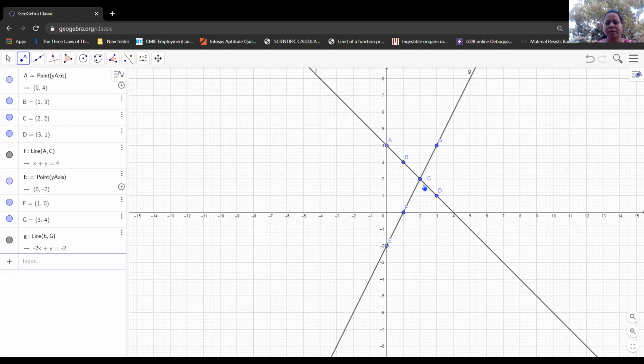That is the same for both equations: the first, x plus y is equal to 4, and the second, 2x minus y is equal to 2. So it is the common solution for both the equations. So it is the solution. Coordinate C, that is x is equal to 2, y is equal to 2, is the solution of the simultaneous equations x plus y is equal to 4 and 2x minus y is equal to 2.